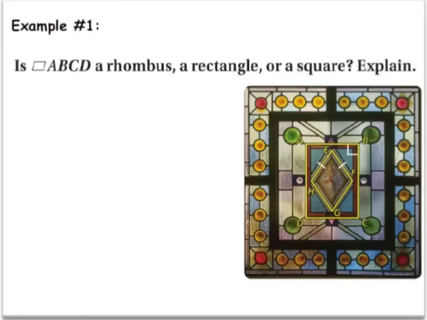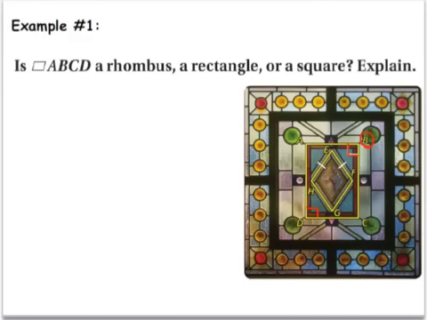Example 1: Is parallelogram ABCD a rhombus, rectangle, or a square? We want to explain why. If we take a look at the information in the picture, we see that angle B is a right angle. Since it is a parallelogram, we also know that its opposite angle, angle D, is also a right angle.